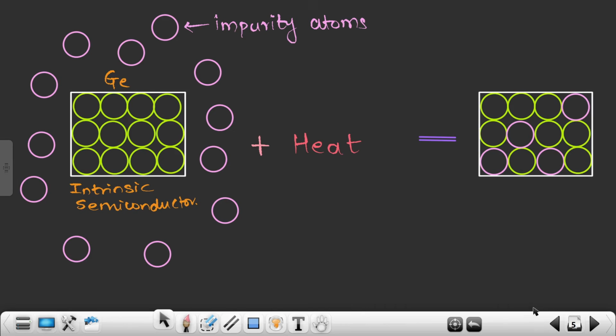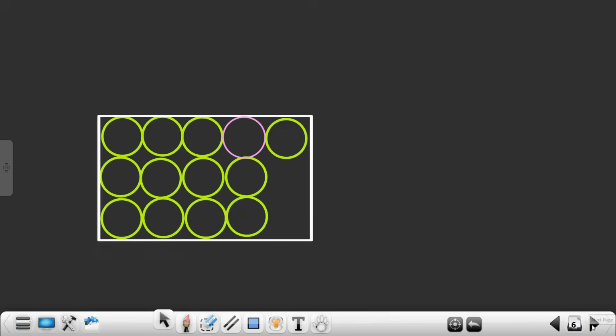Again I will repeat the entire process. I have this germanium crystal, which is a pure intrinsic semiconductor, and in the surrounding atmosphere I have intentionally placed impurity atoms. After that, I will heat this germanium crystal. After heating, the germanium crystal will first try to expand itself, and since it has expanded, what is going to happen?